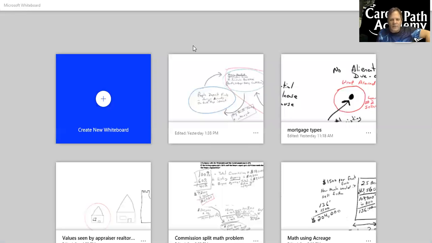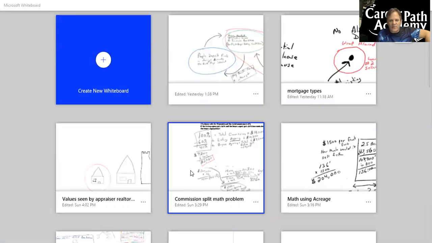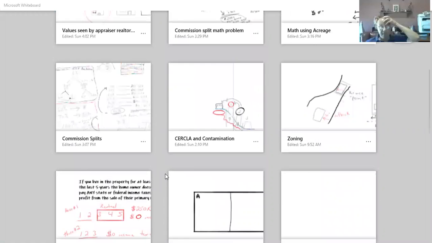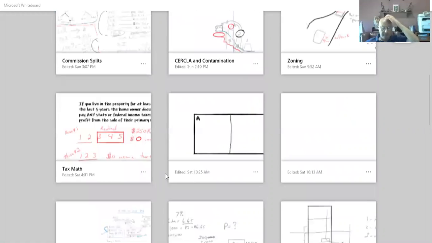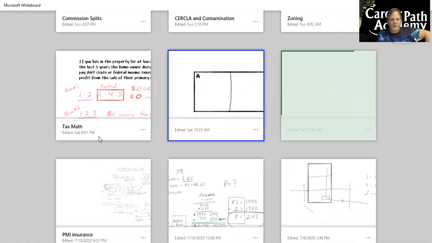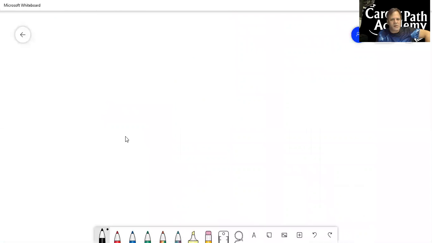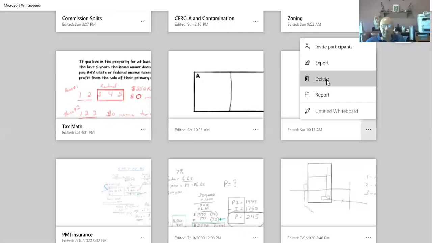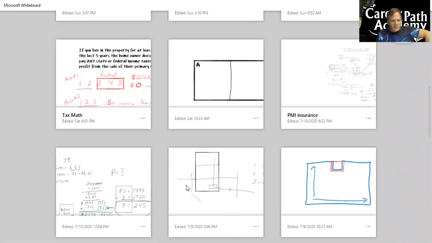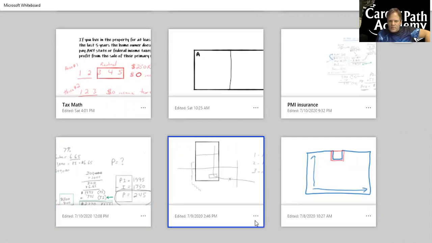All right, now before I open up a fresh slideshow, I'm going to see if I have an existing one with some math problems here for you on commission split, tax math. No, that's easements. What is this? Is this blank? It would be, so I could delete that one. Let's see, PMI. Oh no, this is that sewer example. Remember this problem with the sewer example?